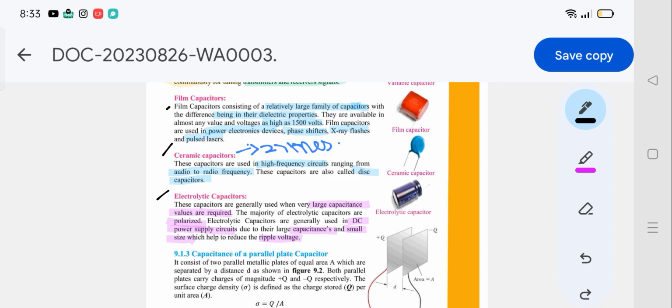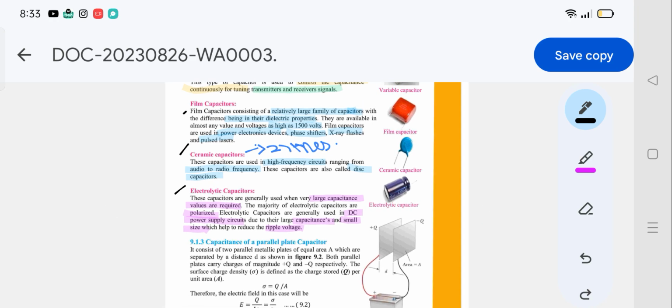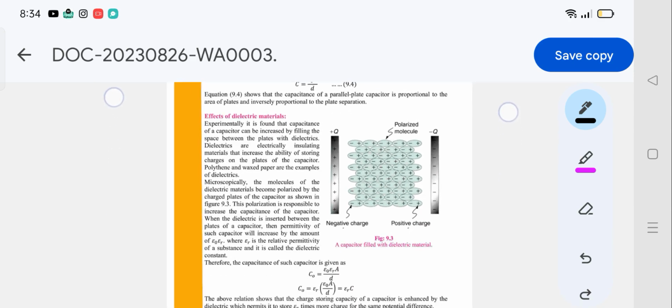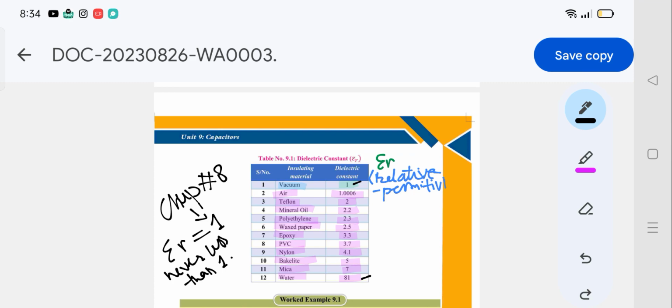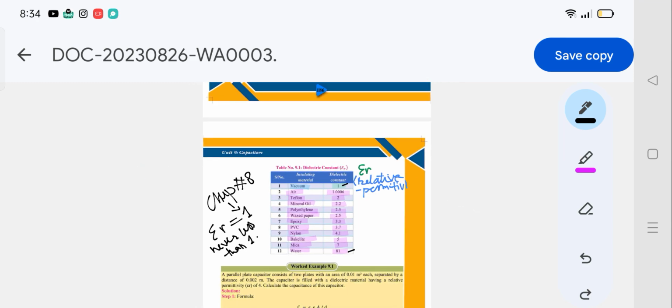What's the reason? Because they have large capacitance and very small size, which helps them to reduce the ripple voltage, right? Then we discussed the dielectric constant. The dielectric constant is very small when we have the insulating material vacuum, and very much greater when we have the insulating material water. ER, relative permittivity, is never less than 1. It is always greater than or equal to 1. So in today's video we discussed these two important topics, right? This was all for today.